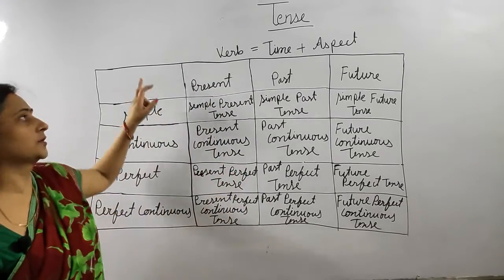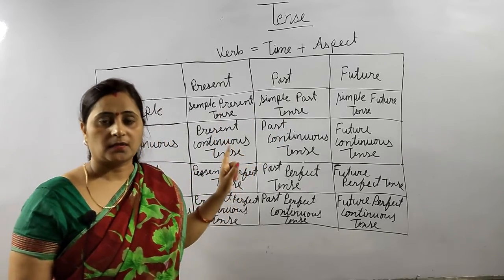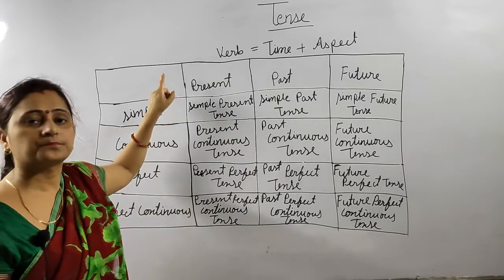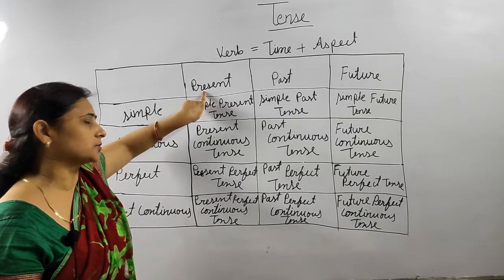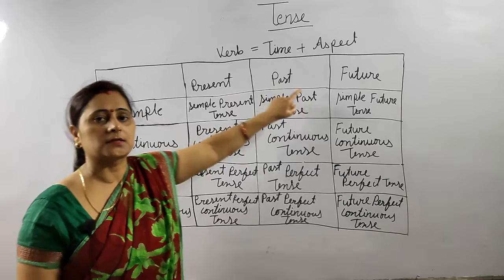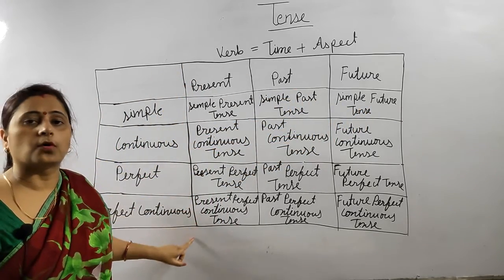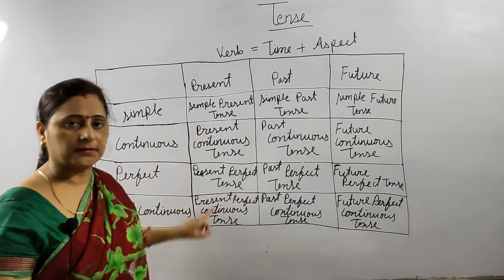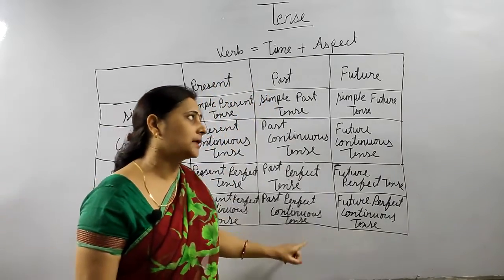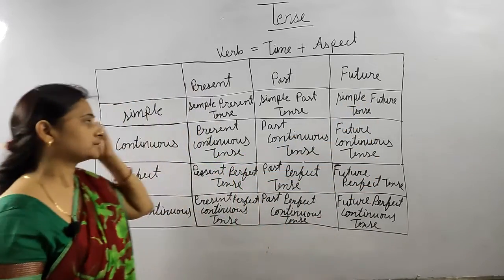Now I am going to tell you all the forms of all tenses. As I have already told you, the verb can show three types of tenses: present, past, and future. Each tense has four forms: four forms of present tense, four forms of past, and four forms of future tense.